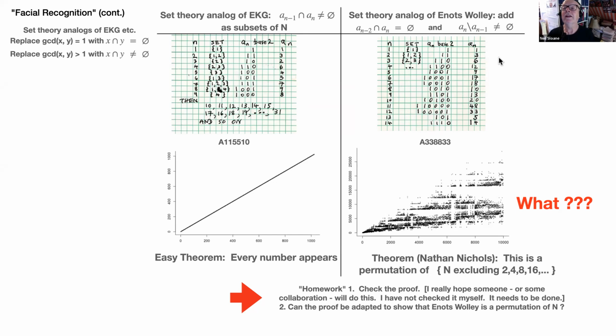Prove that the set theory analog of the E0-Wally sequence is a permutation, that every number appears. And then if you can do that, see if you can prove that E naught Wally itself is a permutation. We do not have a proof of that.